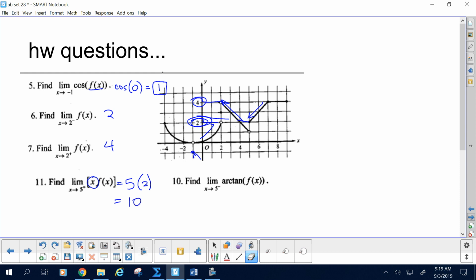And last but not least, as x goes to 5 from below, what does f approach? Here's 5 from below, f approaches 1, then that goes into arctangent. What is arctangent of 1? Pi over 4. That arctangent of 1 means at what angle does tangent come out to be 1? And that's pi over 4. Okay?